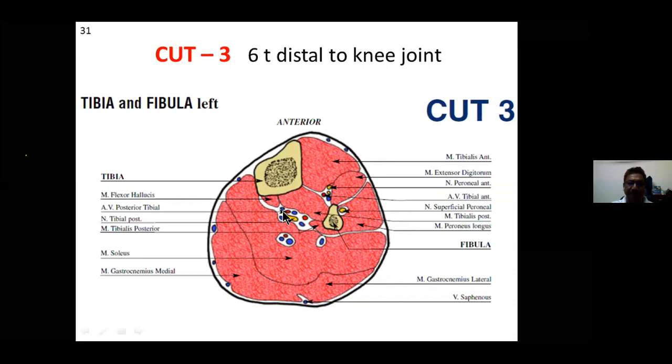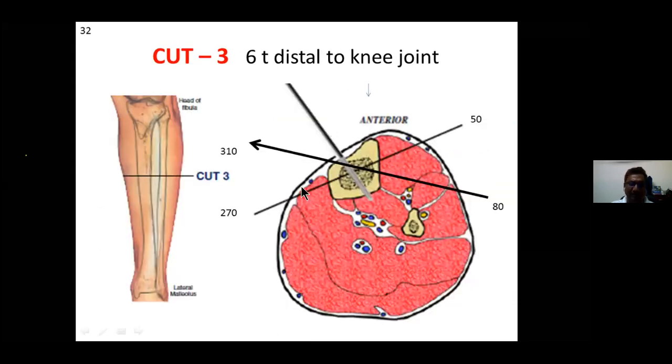As the neurovascular structures are concentrated in the central position, both bone fixation is avoided here. You should not fix both bones here, fibula and tibia. Here, transverse wires are placed slightly anterior to the fibula to miss the peroneal nerve. Here, we can place wires 80 to 310 degree and a second wire from 52 to 70 degree.